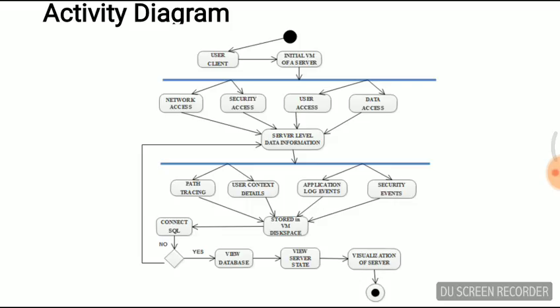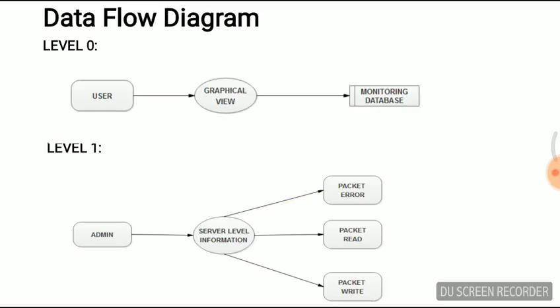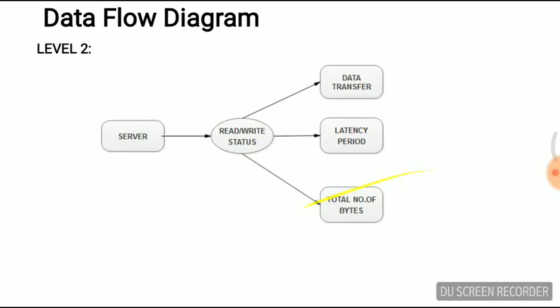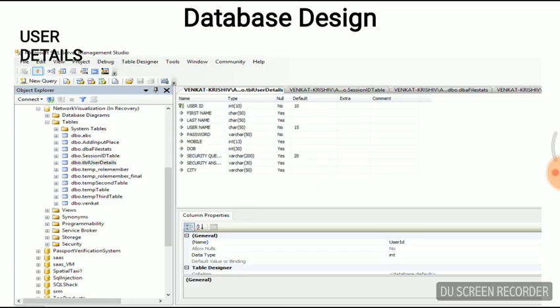Connect to the SQL, view the database, view server state, visualization of the server. Data flow diagram: user graphical view to monitor the database. Level 1, admin server level information: packet error, packet read, packet write. Level 2, server read write status, data transfer, latency period, total number of bytes will be shown.